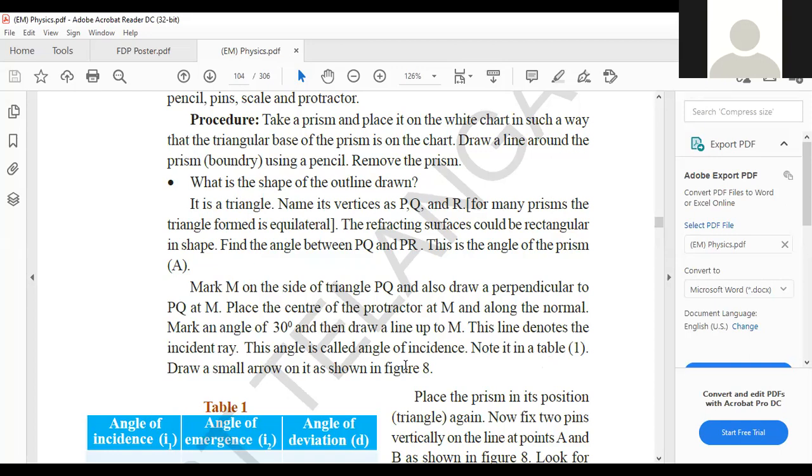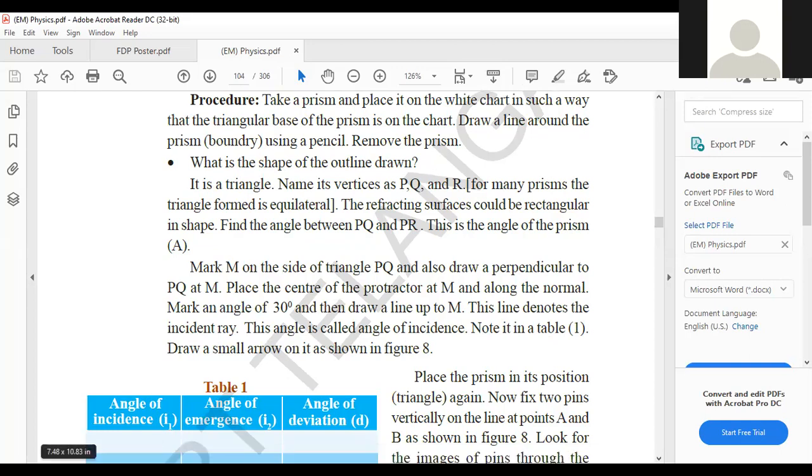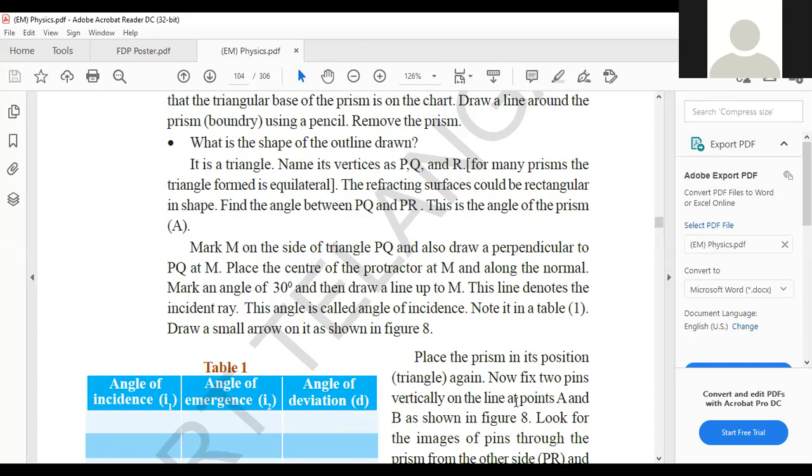You have to measure the angle of incidence, which is denoted as I1. The angle of incidence is denoted with I1. That should be noted in the table. Then place the prism in its position.